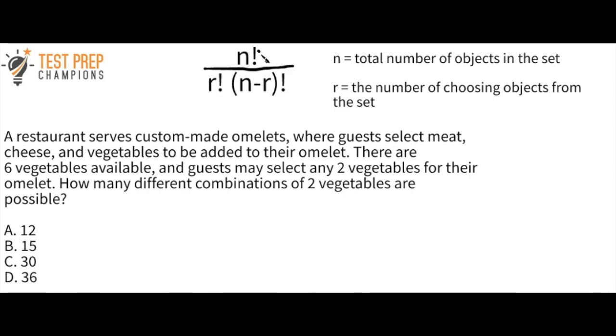But just know that the formula is n exclamation divided by r exclamation times parenthesis n minus r parenthesis exclamation. Now, if you don't know what the exclamations mean, you're probably not going to be able to get the right answer. But just so you know, here I put the notes: n equals total number of objects in the set. r equals the number of objects you're choosing from the set.